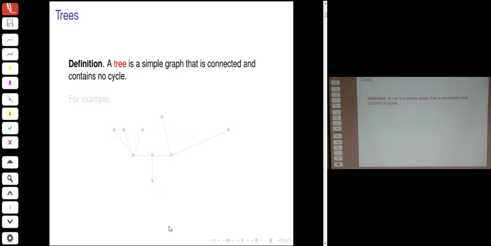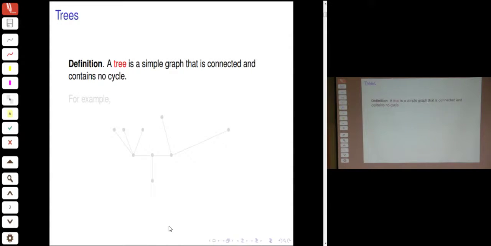The first part is to give mathematical definitions of trees. Here is the definition: a tree is a simple graph. Here 'simple' has a mathematical meaning. Simple means no loops, no multiple edges. A graph is a bunch of vertices that you connect by edges. A simple graph has a special definition: there's no loop and no multiple edges. That means between a pair of vertices, you only have one edge. So a tree is a simple graph that is connected and contains no cycle.